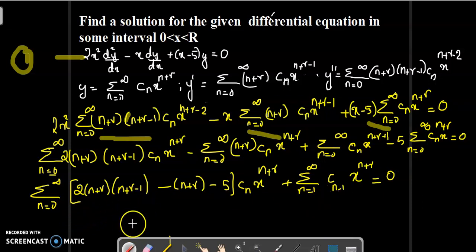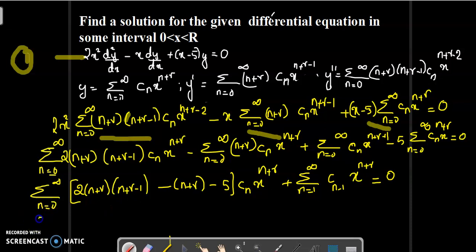Let's see what next. What's the next step? Next step is actually we have to make the summations start from the lowest one. Now the smallest summation is over here, so I have to put the summation also in the form of sigma n equal to 1 to infinity. Now I have to put n equal to 0 over here and write all other terms as sigma n equal to 1 to infinity.